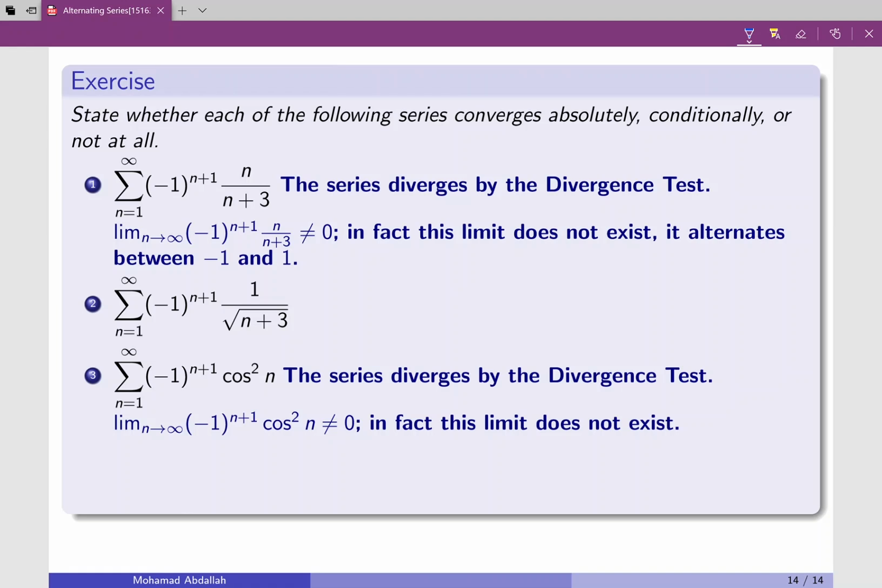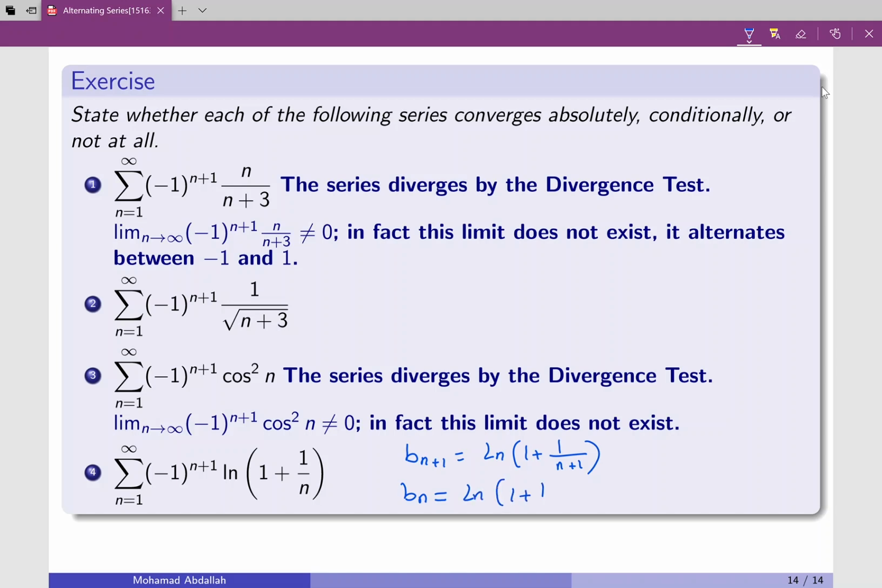This one clearly is divergent by the divergence test, because the limit of cosine squared does not exist. For that one, again you have bn, so you can try this one. So this is bn here. Does it converge, or is it increasing or decreasing? Well, bn plus 1 is equal to ln of 1 plus 1 over n plus 1. And bn is equal to ln of 1 plus 1 over n.